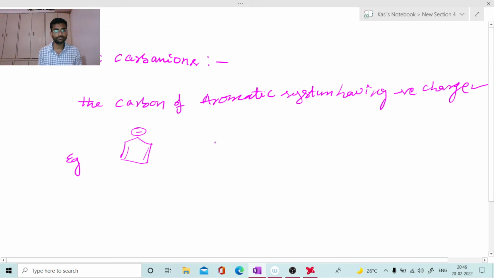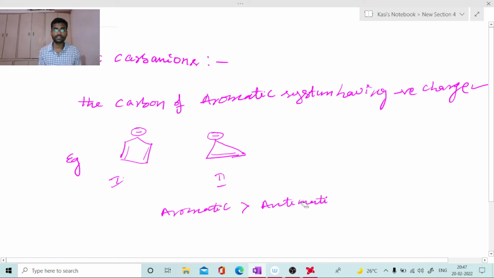Next one is the cyclopropyl carbon anion. So in this case, the first one is aromatic in nature. The second one is anti-aromatic.